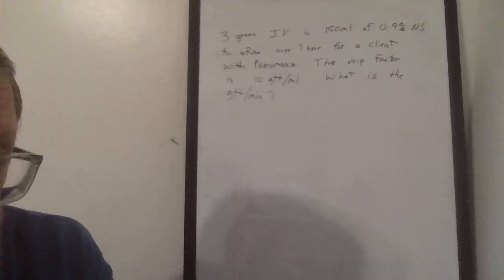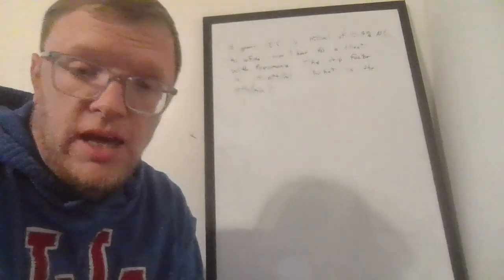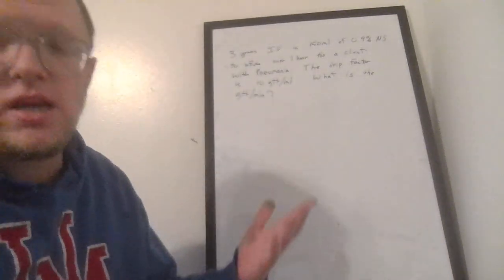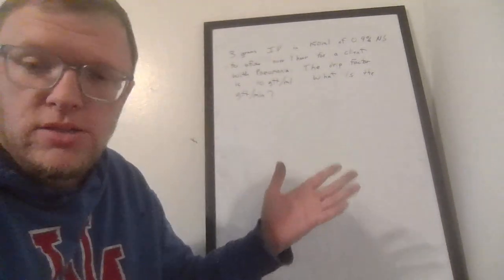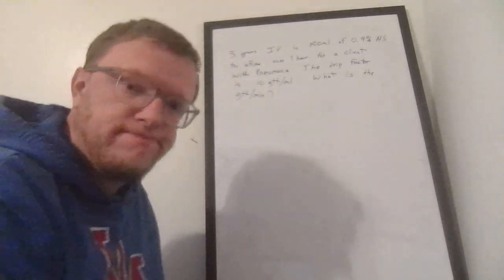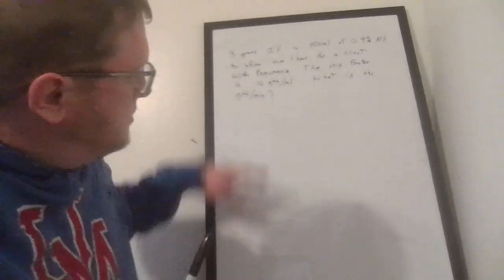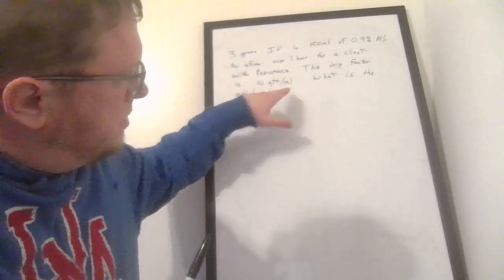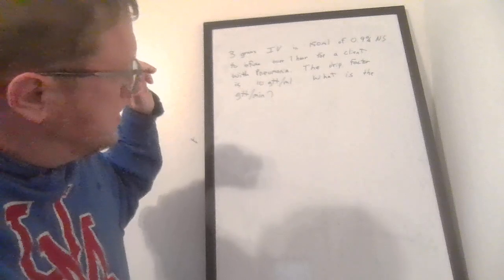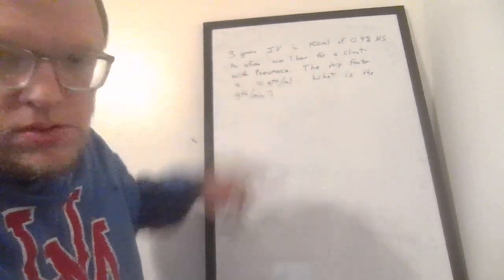You see it says GTT. Anytime you see GTT, that means drip factor. That's the abbreviation. I'm not sure why it's GTT, but that's what it means. So it gives us the drop factor: GTT per mL. So we should be getting 10 drops, so 10 drops is equal to 1 mL.